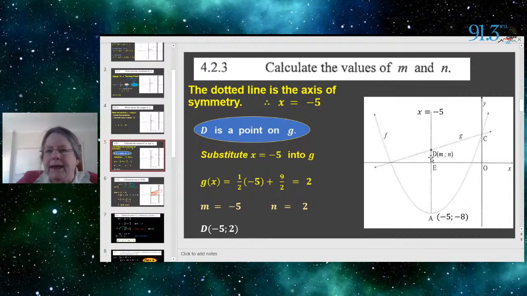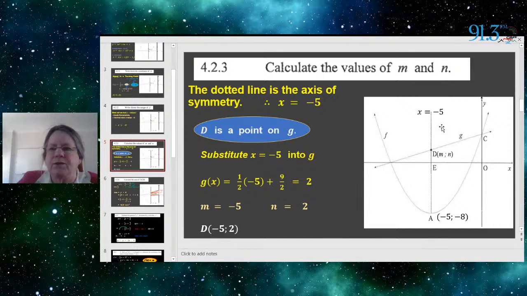So the axis of symmetry for a parabola would cut right through the middle of the parabola. Now D, it's important to see that D is a point on graph G. Very important. And we have a formula for graph G. The formula for graph G is a half x plus 9/2. And this concept, they test any means possible. That if you have an equation and we have one of the values, the x or the y, we can substitute it into the equation and calculate the other value.